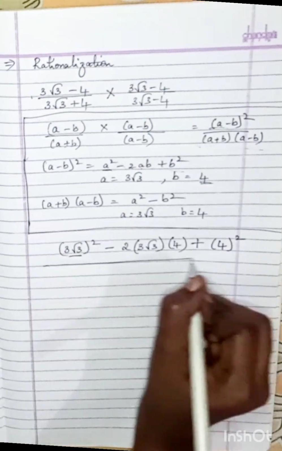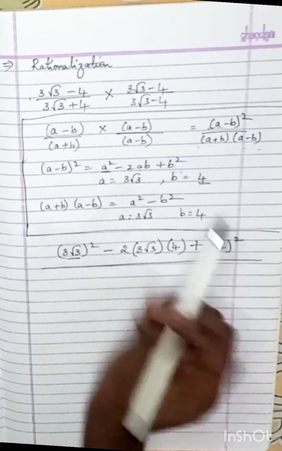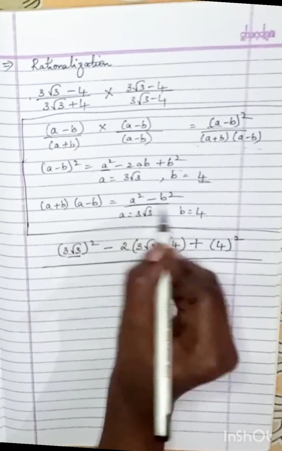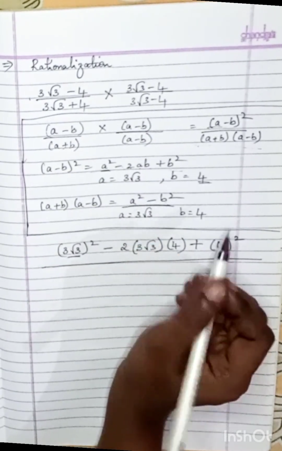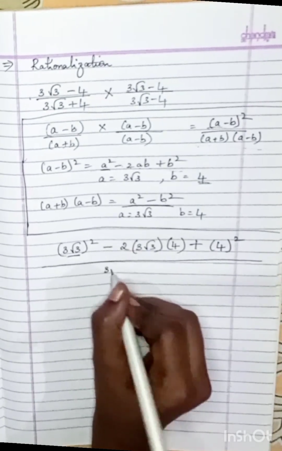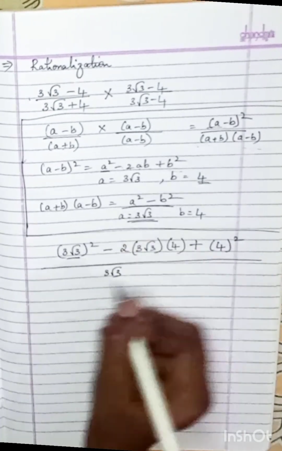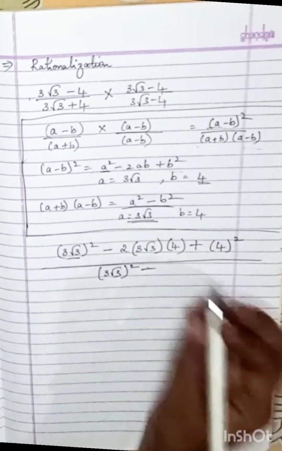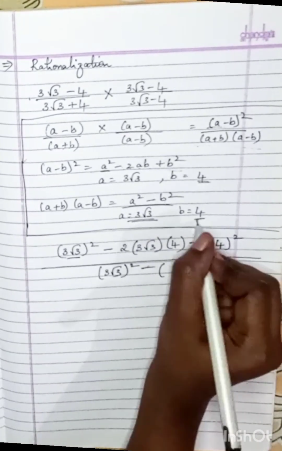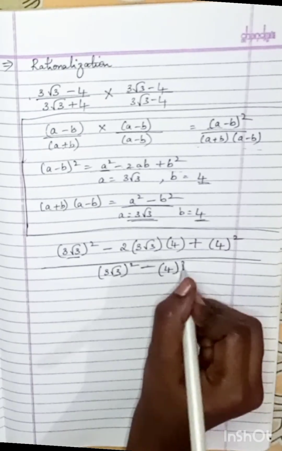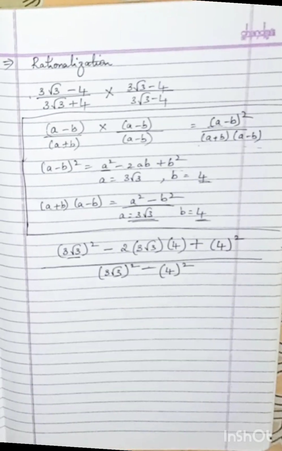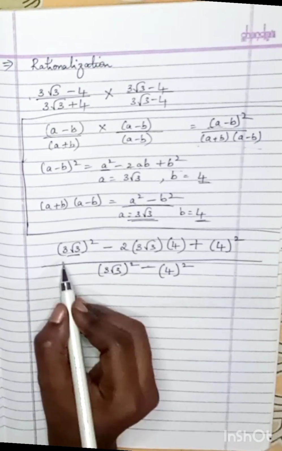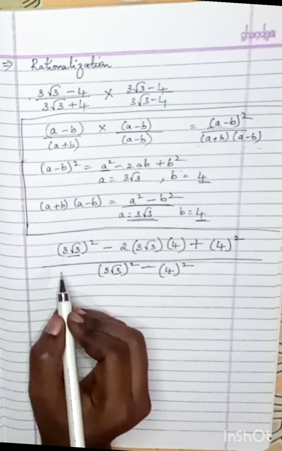Next, it is divided by a plus b into a minus b, correct? So our formula is this: a square minus b square. So a is 3 root 3, 3 root 3 square, minus the same, minus b square, b is 4 square. Understood?